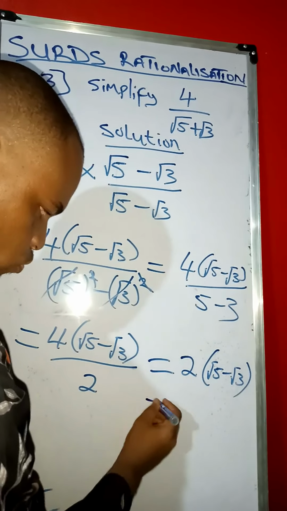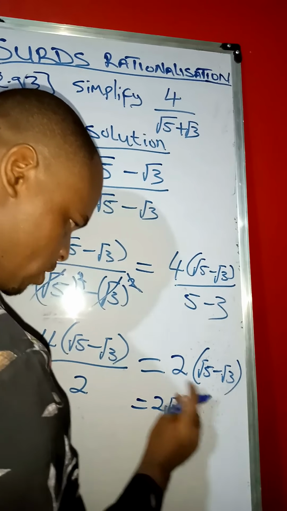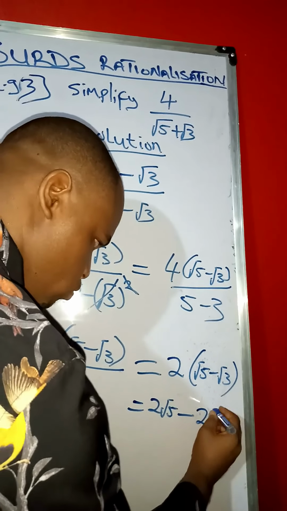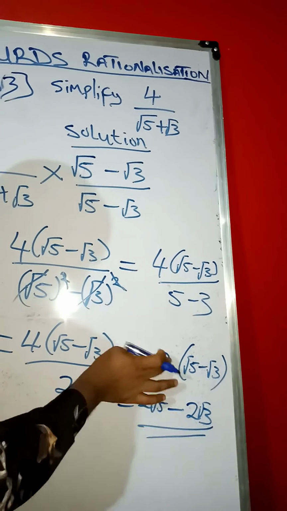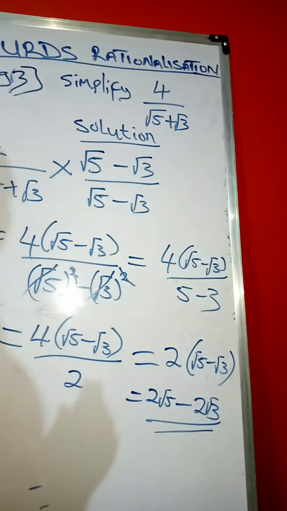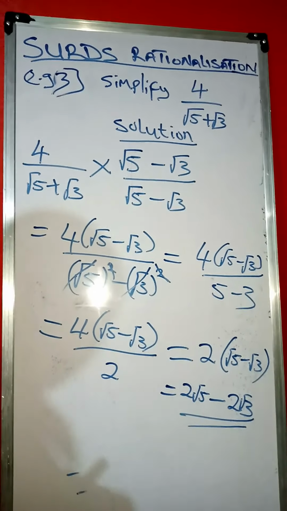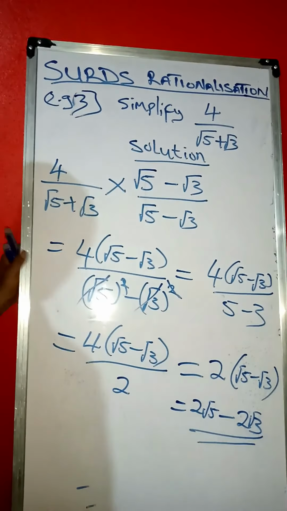I'm sure you understand that this bracket means these two must multiply everything. So some other person will want to write 2 times root 5 is 2 root 5 minus 2 times root 3 is 2 root 3. These two are the same thing. I only simplify this. I factorize. This is called factorization of this equation. So that is our example 3. We'll take one more example on this and we'll say goodbye to surds.